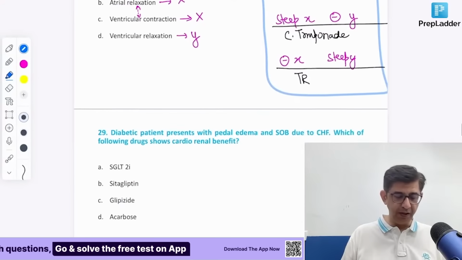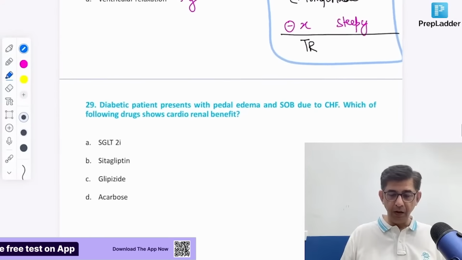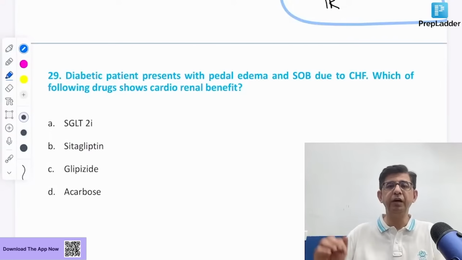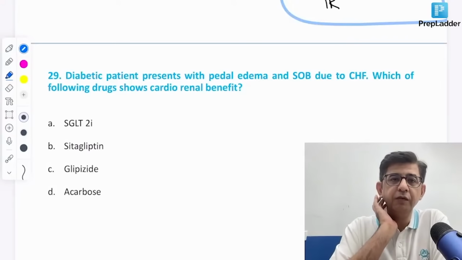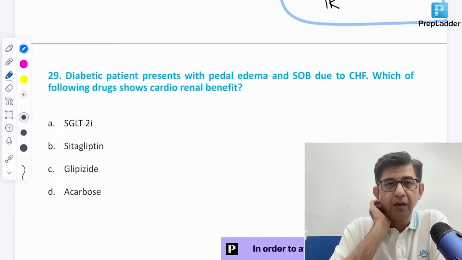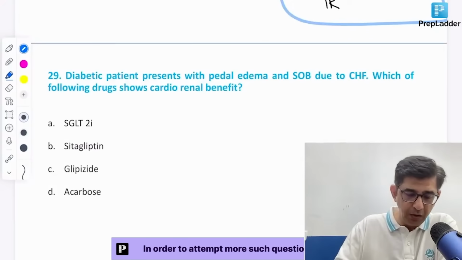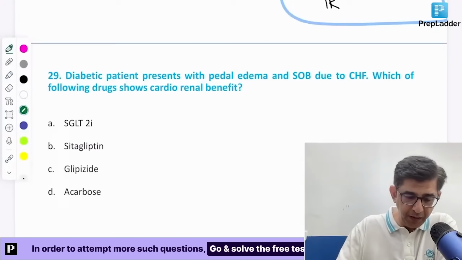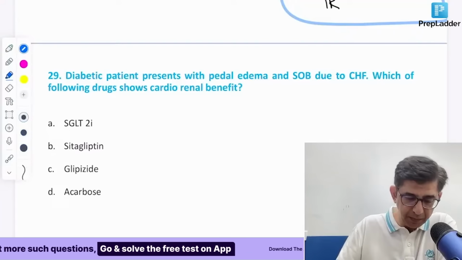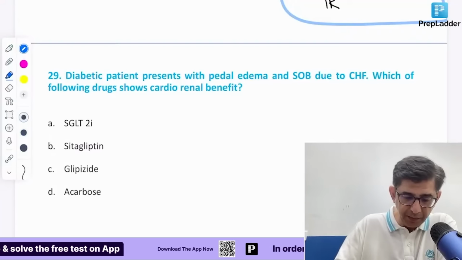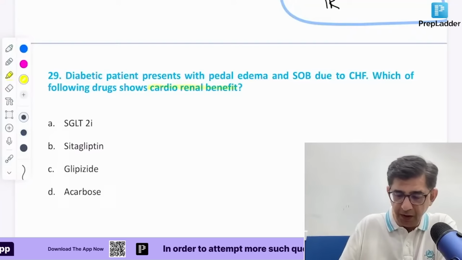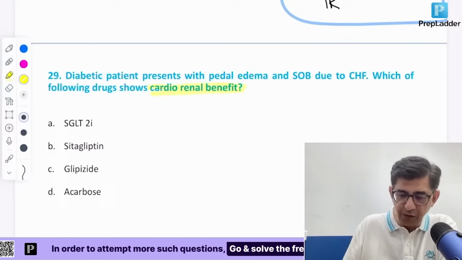Let's move on to question 29. A diabetic patient presents with pedal edema and shortness of breath due to heart failure. Which of the following drugs will be showing cardiorenal benefit? The word is cardiorenal benefit. Yes, guys. When I say the word cardiorenal benefit, then it's always gliflozin that would be present.